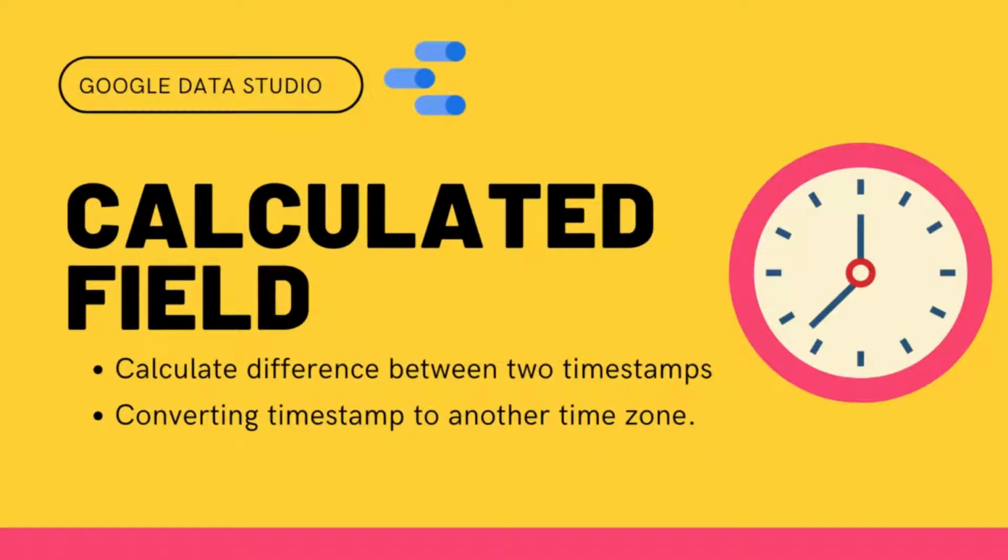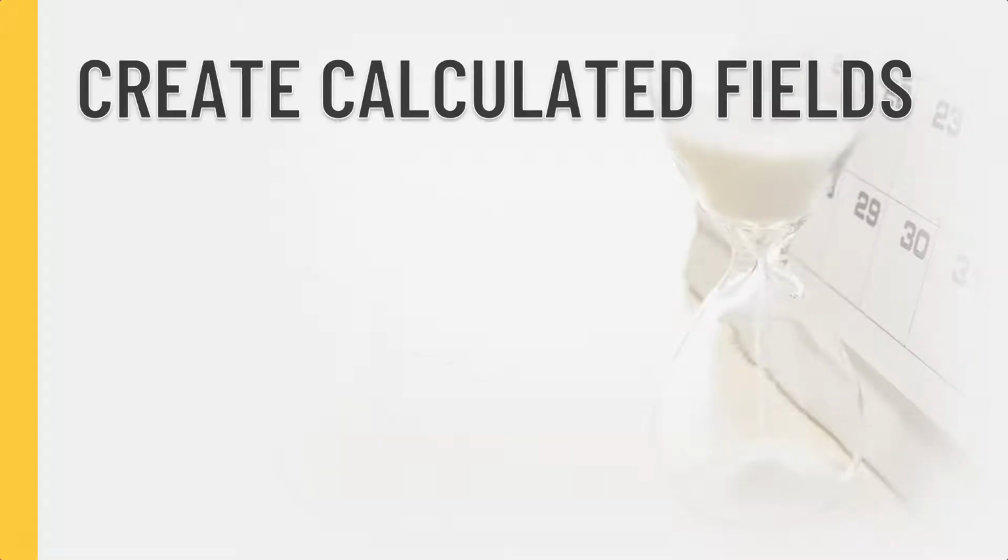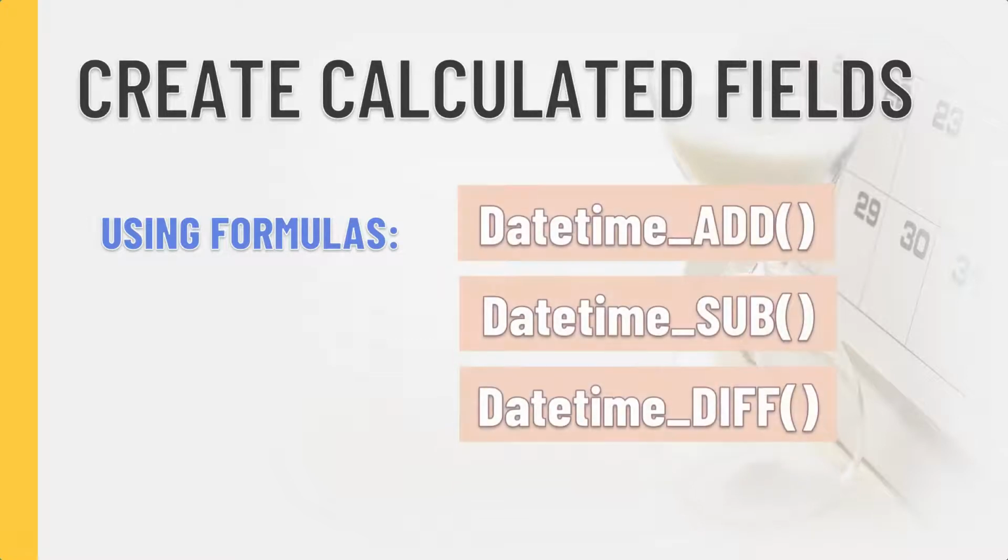Today we are going to learn how to work with timestamps in Google Data Studio. More specifically, we are going to cover how you can create calculated fields in Data Studio using these three formulas.